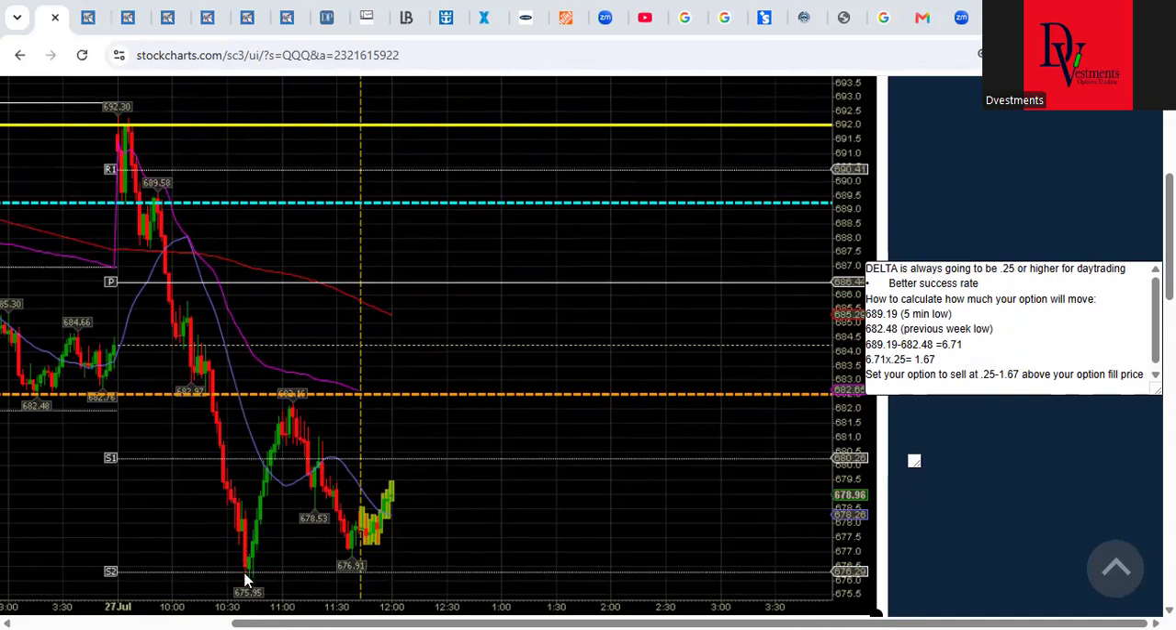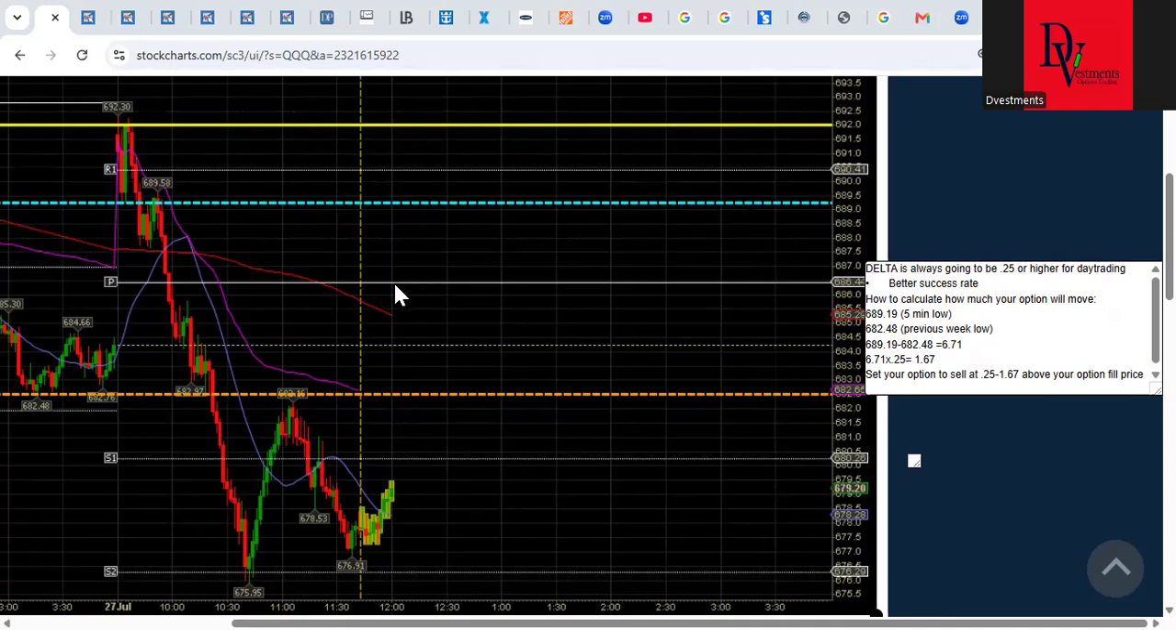So my delta, I'm always going to pick a delta that has a 0.25 or higher, whether it's on the put side or the call side, it doesn't matter. It's going to be a 0.25 or higher for day trading. This gives me a better success rate. And then how to calculate how much your option will move during the market.